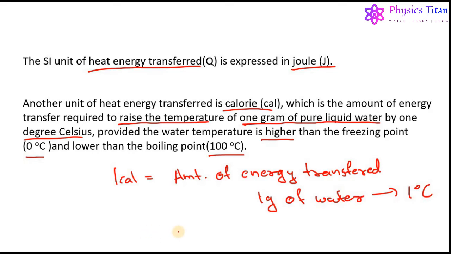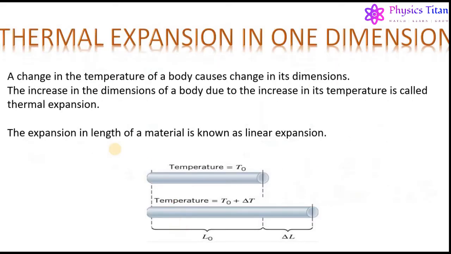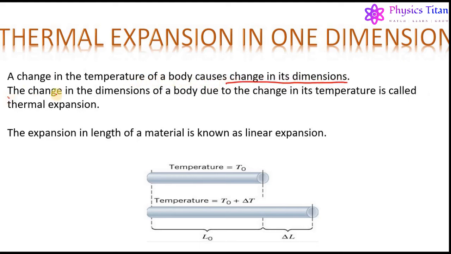Now let us talk about some effects of heat, that is thermal expansion in one dimension. Now we have already studied that many physical properties of a material change as the temperature changes. One of these properties is its dimension. So a change in the temperature of a body causes change in its dimensions. The change in the dimensions of a body due to the change in its temperature is known as thermal expansion.